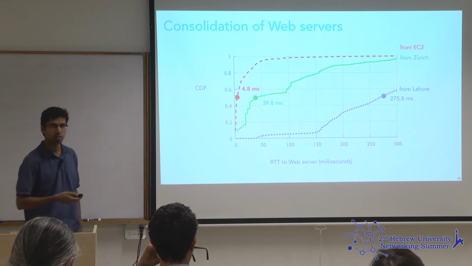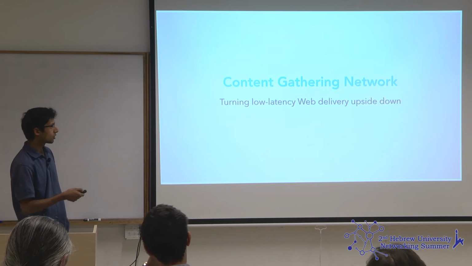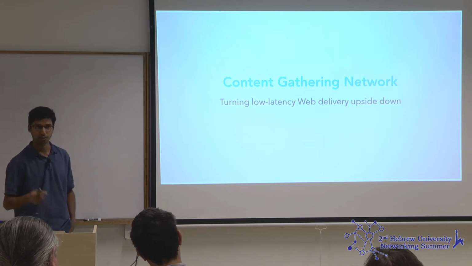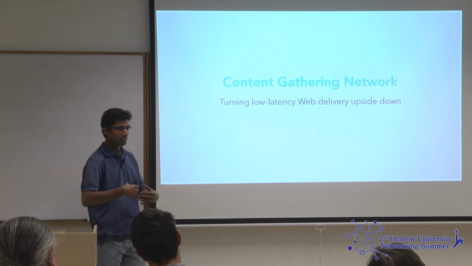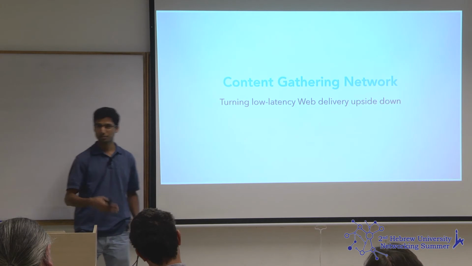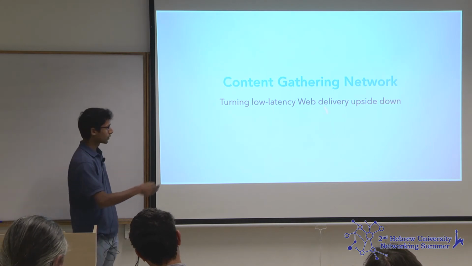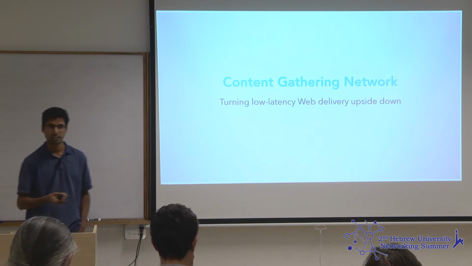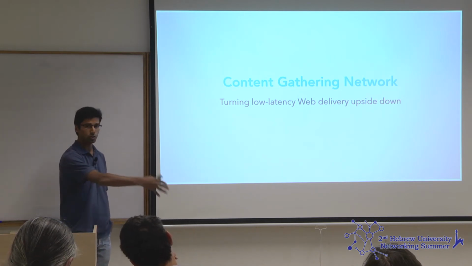So this is what allows us to pursue that model I just described. I'm calling that the content gathering network, as opposed to a content distribution network, which is the other way of doing this. The content distribution network is trying to get close to as many clients as possible, 6-7 billion of them and counting, right? This is a contrast we'll come down to closer to the end, but this is why it's turning low latency web delivery upside down. So instead of bringing content closer to users, can users go closer to the content?